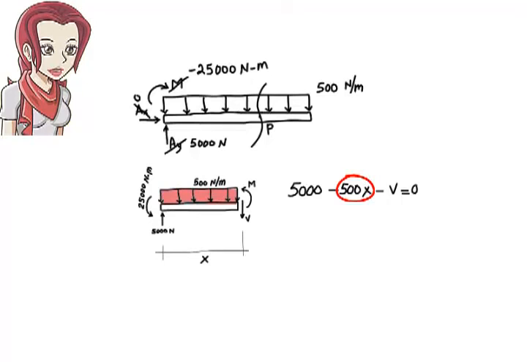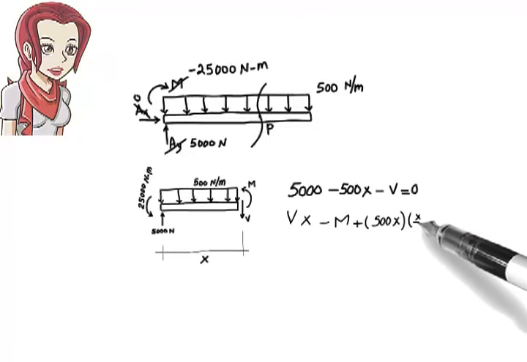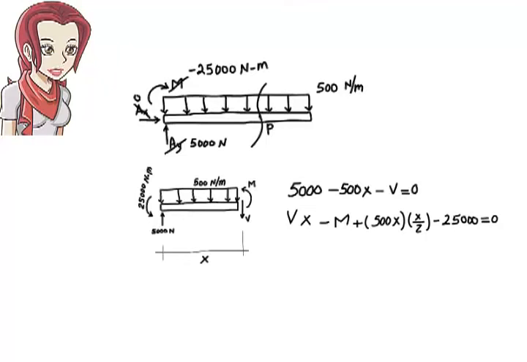The sum of the moments about point A must be zero. Therefore, Vx minus M plus 500x times x over 2 minus 25,000 equals 0. Just like the first equation, here, 500 times x is the area of the rectangle representing the distributed load. x over 2 is the distance from the center of the area to point A. Hence, the product gives the moment of the distributed load about point A.